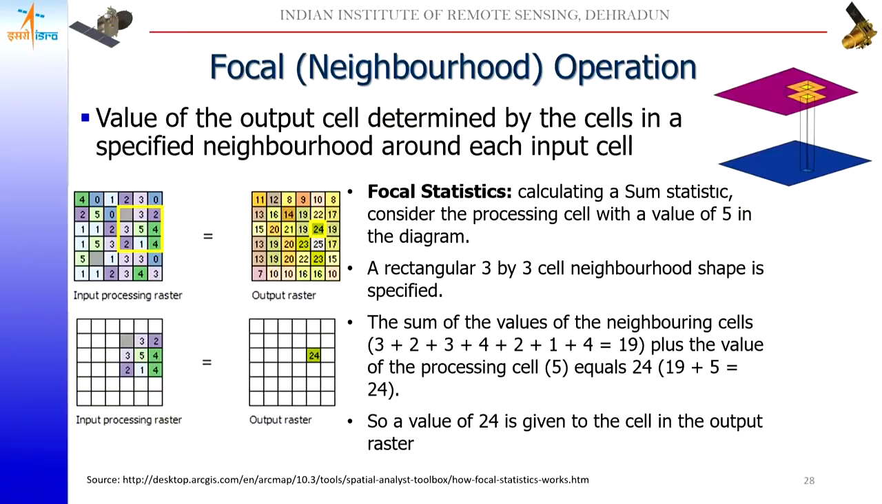So, we are computing the sum. If you look at it closely, the value 5 will be replaced by the sum of all the pixels. So we can do this: 3 plus 2 plus 3 plus 4 plus 2 plus 1 plus 4, and add it to the initial value of 5. That's why we are getting the value as 24.